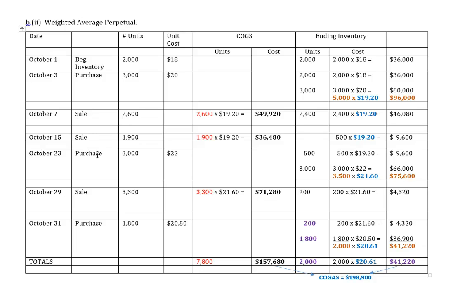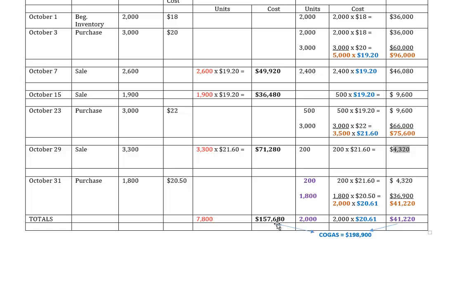And guess what? On October the 29th, we sold. So how much did we sell? 3,300. Now, we don't care where these 3,300 come from. It's not like FIFO, where it comes from these 500 and then 2,800 from here. No, no, no. We're removing them from our inventory based on the weighted average cost of $21.60. So I have a cost of goods sold for that sale of $71,280. And how much do I have left? Well, of the 3,500 units, I just sold 3,300, so I've got 200 at that $21.60 weighted average cost, so I've got $4,320 left.